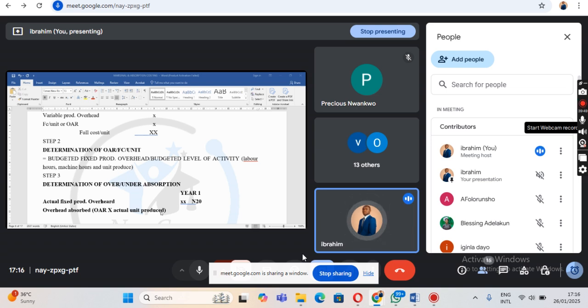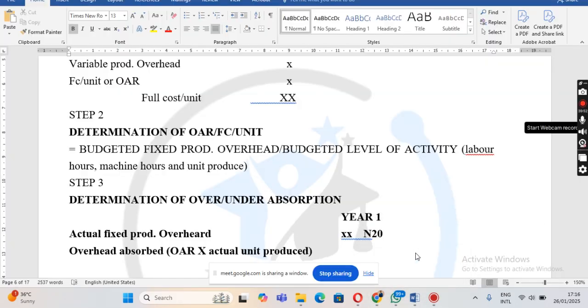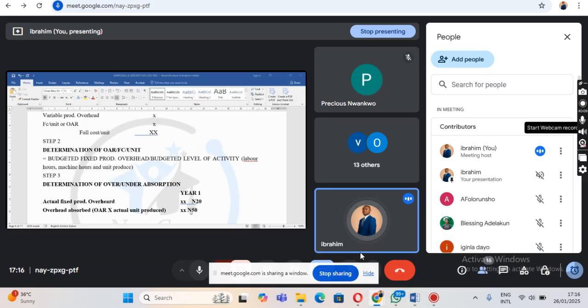The actual unit produced. Now, if you calculate your OER and you multiply by the unit produced, you have your overhead absorbed. Then let's say the overhead absorbed is 50, for instance. Now, this is over absorption. Class, this is over absorption. Class, what does this mean? This is the cost, right? Now, you are supposed to incur cost of 50 naira as your projected, as your budgeted. Then you incur 20 naira. Is that not so? Now, that is an over absorption.